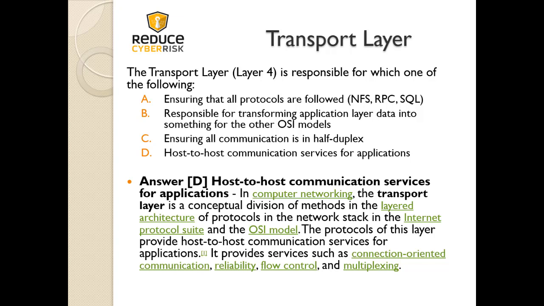B, responsible for transforming application layer data into something for the other layers of the OSI model. C, ensuring all communications is half duplex. D, host-to-host communication services for applications. So A, ensures all protocols are followed. B, responsible for transforming application layer data into something for the OSI model. C, ensuring all communication is half duplex. Or D, host-to-host communication services for applications. And the answer is D, host-to-host communication services for applications.